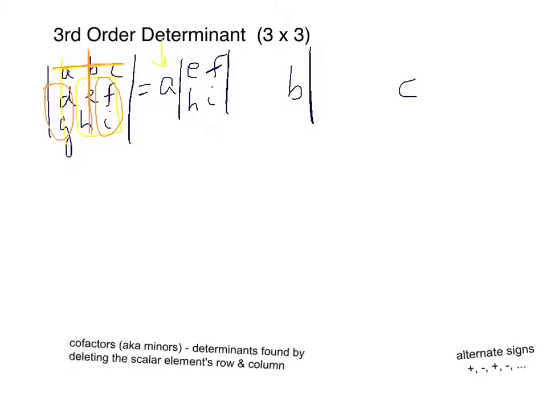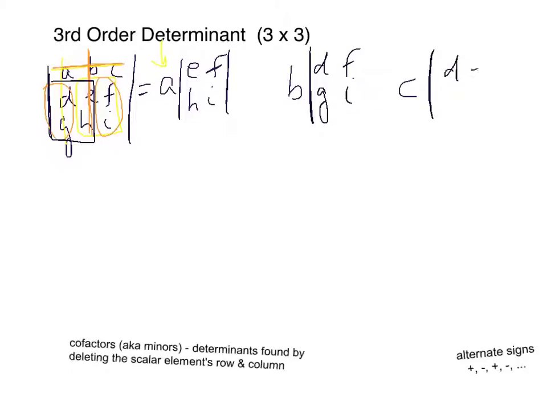We then have DG and FI. FI, okay? DG, FI, okay? Now for C, same thing. If I were to cancel out the row and the column C is in, we're going to be left with these four right here. So these are the four that I would be multiplying C by.